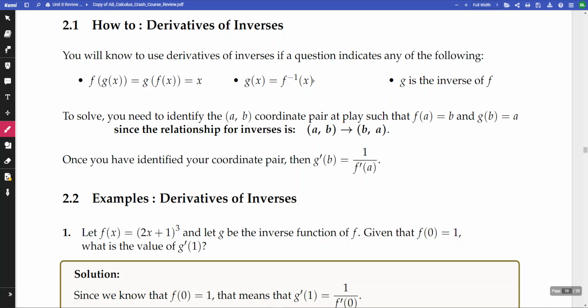Or we could be a little bit more explicit. g is the inverse of f, where this notation refers to the inverse of f. So g is the inverse of f. Or we could also have it written in words: g is the inverse of f.